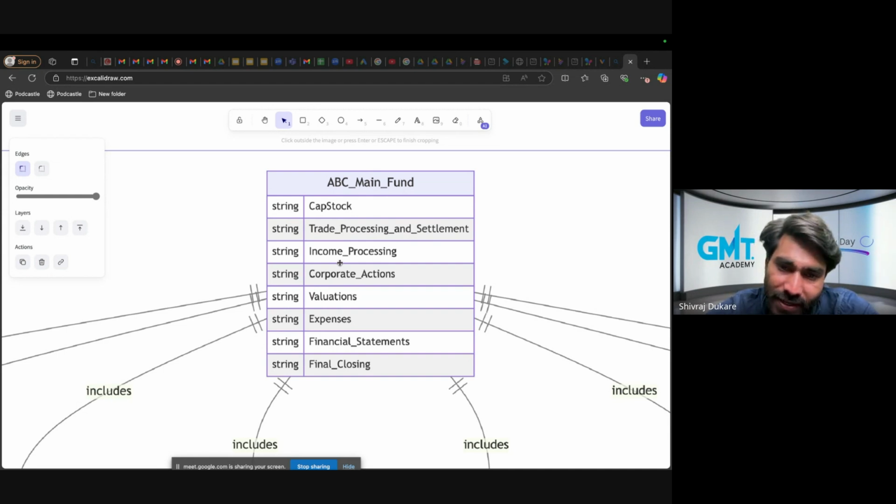Then income processing. It means whenever the fund earns or generates any income on financial activities, that income we need to book in the hedge fund, private equity or mutual fund book. And then corporate actions.